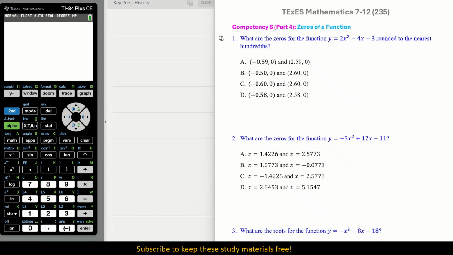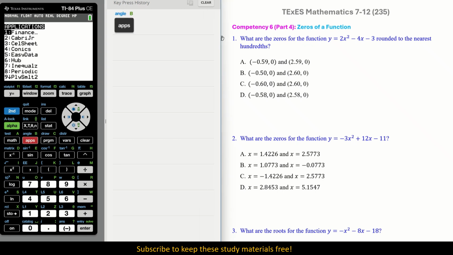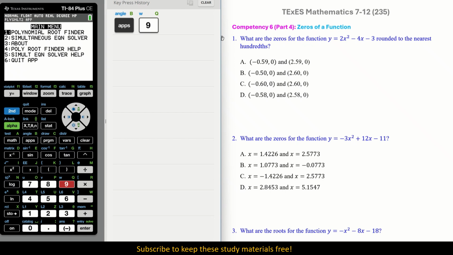Number 1, what are the zeros for the function y equals 2x squared minus 4x minus 3 rounded to the nearest hundredths? For this particular problem, you may say, let's work this out and see if we can factor it. No, we are going to use our apps in our calculator, and that is going to be number 9, down at the bottom. That's what you want, so push that.